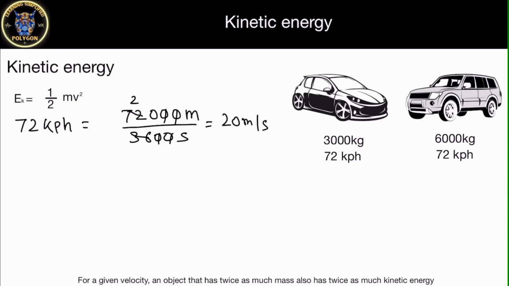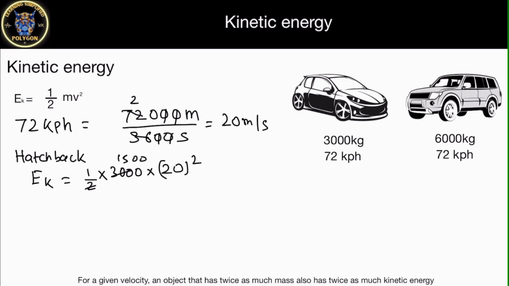Now let's calculate the kinetic energy of the first car, which is the hatchback. For the hatchback, we calculate KE as half times its mass, which is 3,000 kilos, times the square of velocity. And this is 1,500 times 400. And this comes out to a value of 600,000 joules or 600 kilojoules.